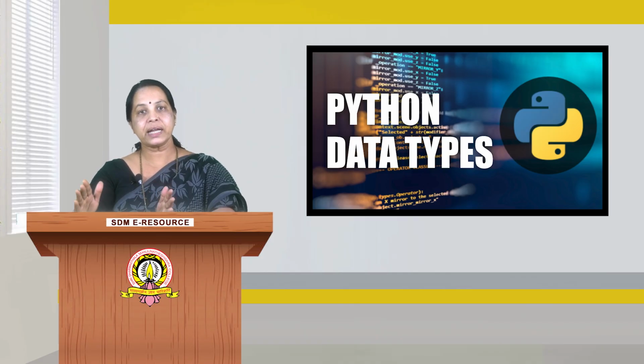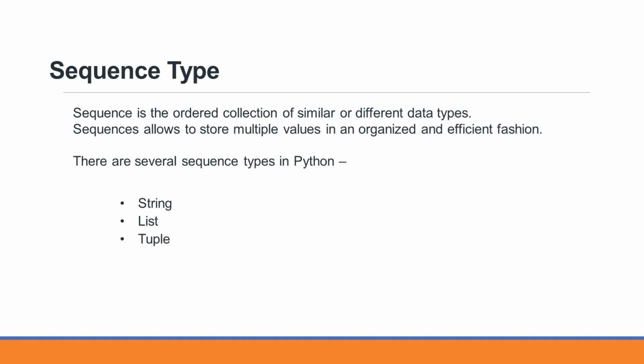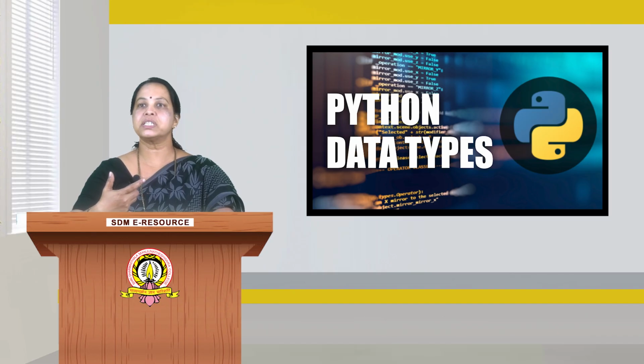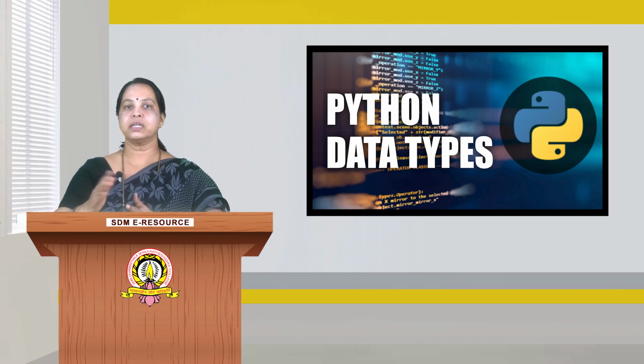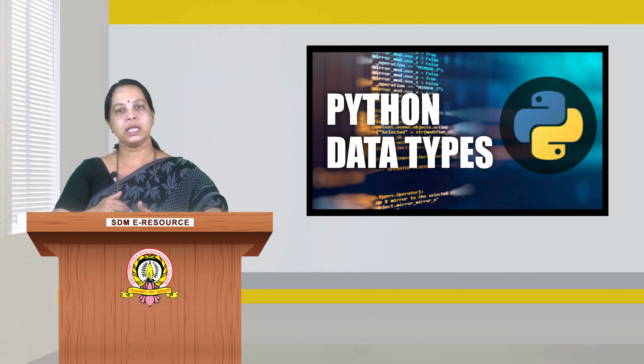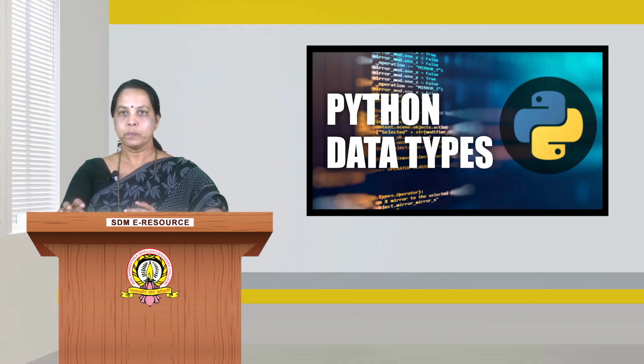So, the different kinds of data can be stored together as a sequence. Under sequence, there are three types. First one is the string, second one is the list, and the third one is the tuple. For the group of elements we also have other data types, but sequence is the ordered collection of data. The types considered under sequence are string, list and tuple.